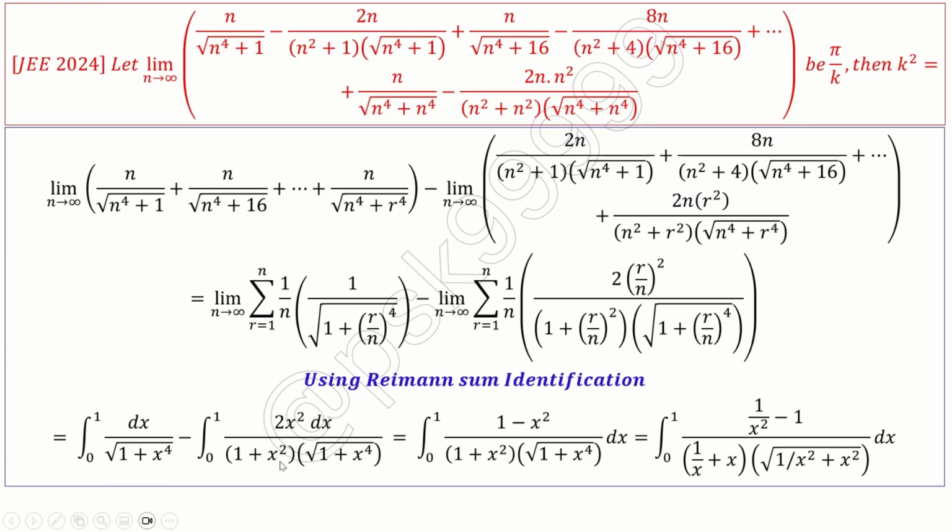So this is nothing but, if I combine these, what I will get is integration from 0 to 1 of 1 minus x square divided by 1 plus x square into square root of 1 plus x to the power of 4 dx. If I take x square common again, this will become 1 by x square minus 1 divided by 1 by x plus x, here I am taking x common, here x square common, so both x square common get cancelled. So 1 by x plus x into square root of 1 by x square plus x square dx.